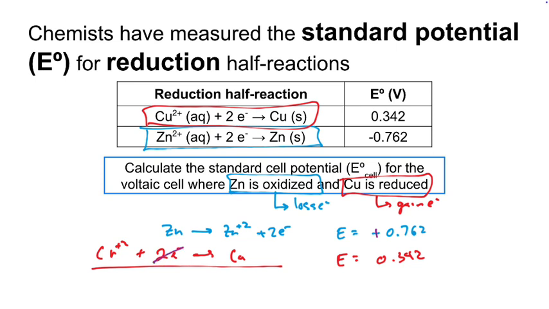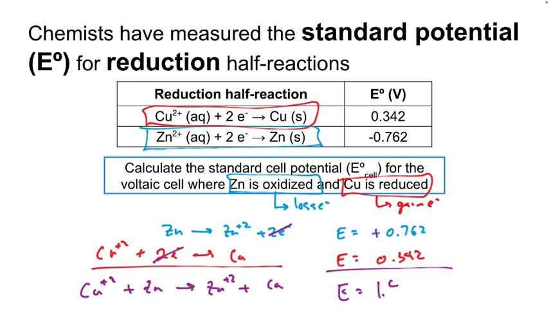If I run my reaction, the electrons balance out. I can now look at the overall reaction of copper 2+ plus our zinc goes to our zinc 2+ plus the copper. What's my cell potential going to be? Just add those two numbers up. Okay, said 1.4, 1.1, 0.4. Okay. And that now is our standard cell potential.